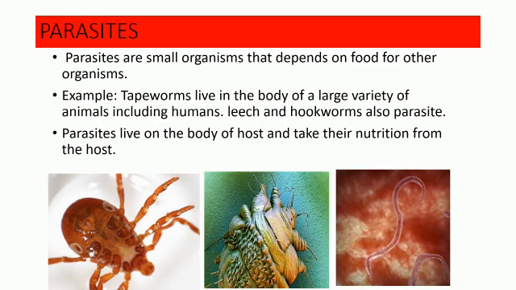What are parasites? A parasite is a small organism that depends for food on other organisms. For example, there are many organisms treated as parasites, such as tapeworms, leech, hookworm, mosquito, etc. Tapeworms live in the body of a large variety of animals including humans. Parasites live on the body of a host and take nutrition from the host.